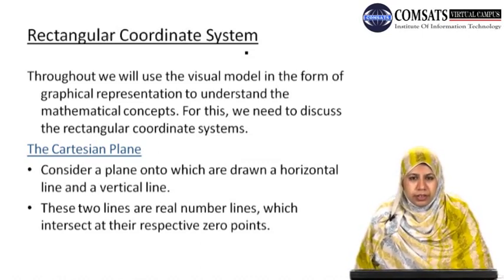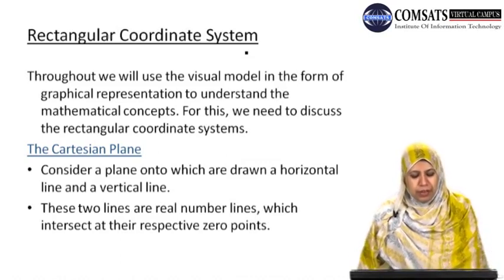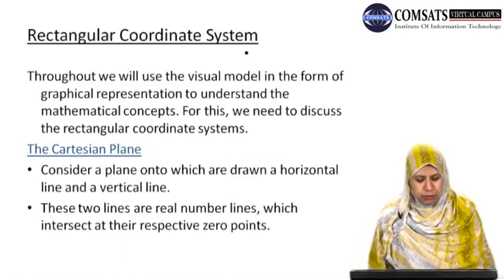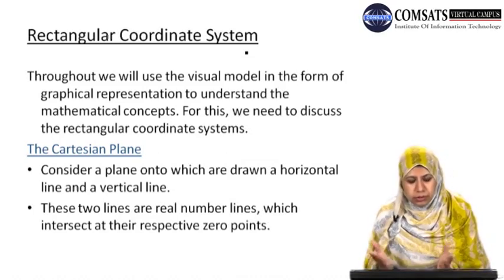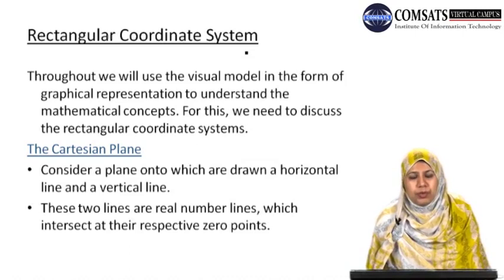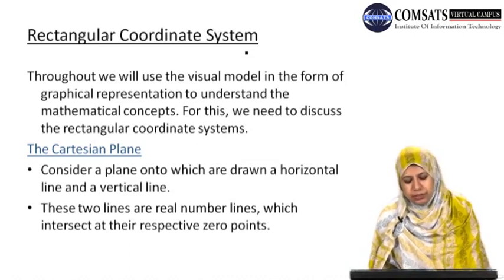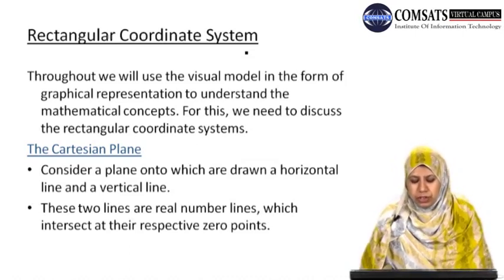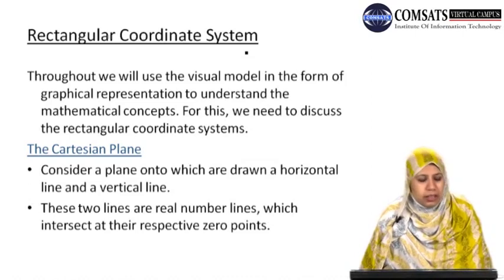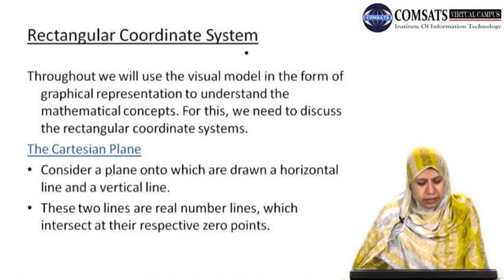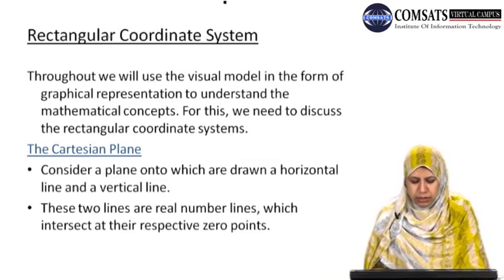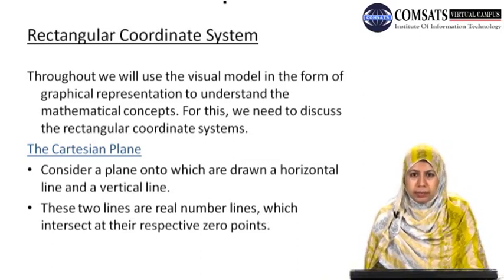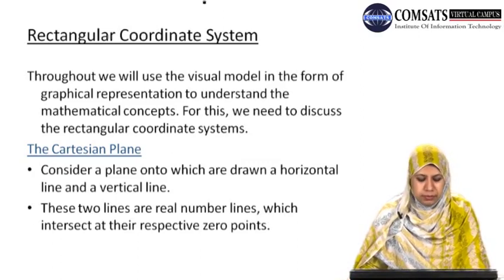In order to define rectangular coordinate system, first we define a few terms. First we have a Cartesian plane. What do we mean by a Cartesian plane? Plane means something two dimensional. And what do we mean by a Cartesian plane? That is, we consider a plane onto which are drawn a horizontal line and a vertical line. And these two lines are real number lines which intersect at their respective 0 points.